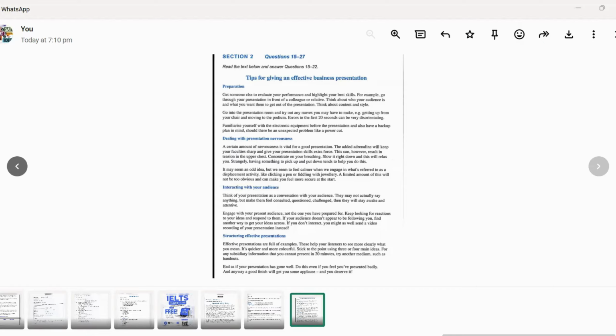The third one is interacting with your audience. What is the best way to interact with your audience? Go through this specific paragraph and you'll find it. You will definitely find it. So this is an example of a general training passage. And it's very, very important that you know the differences. When you see the title, you will know.